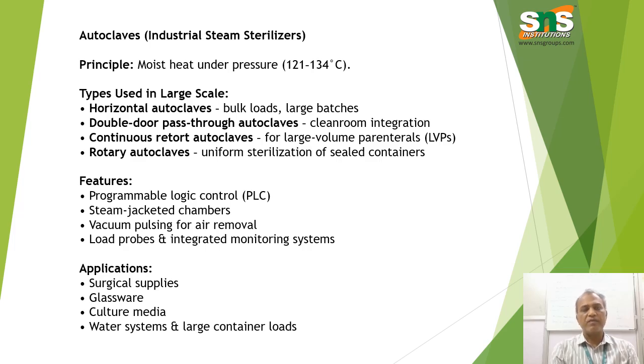What are the types of large-scale autoclaves? Horizontal, double door, continuous retort autoclaves and rotary autoclaves. Horizontal autoclaves are meant for bulk loads and large batches. Continuous retort autoclaves are meant for large volume parenterals, simply called LVPs. Next, rotary autoclaves give an edge over the previous three in the uniform sterilization of sealed containers.